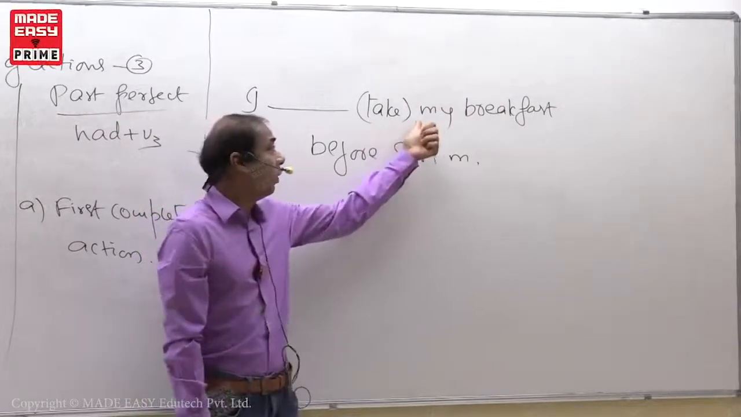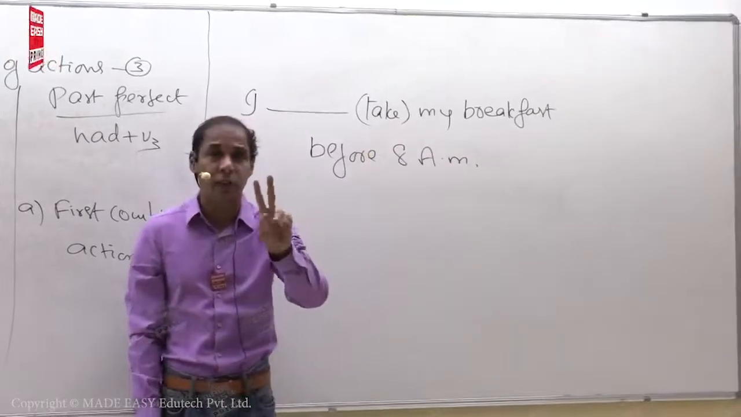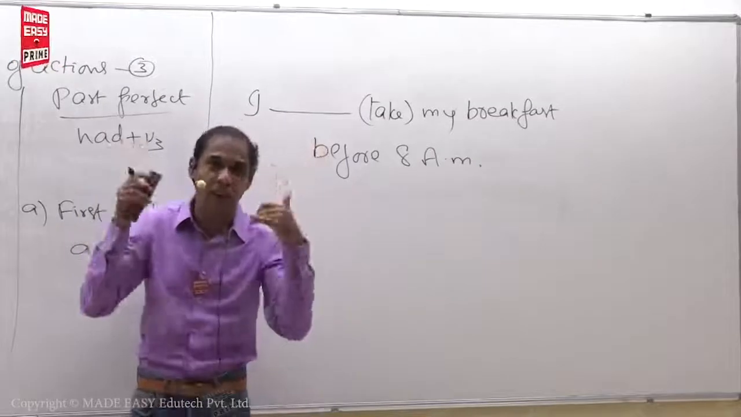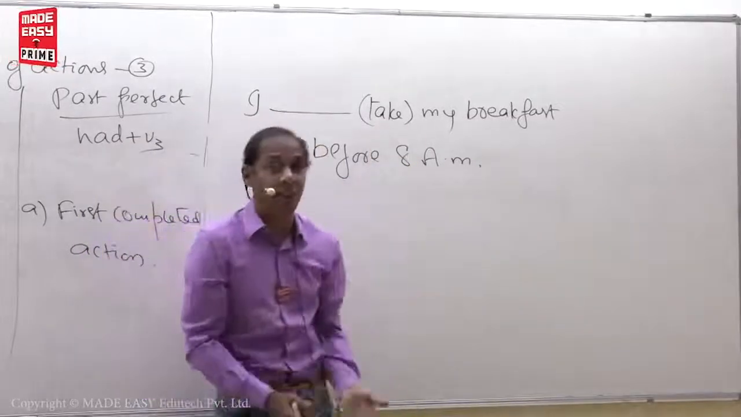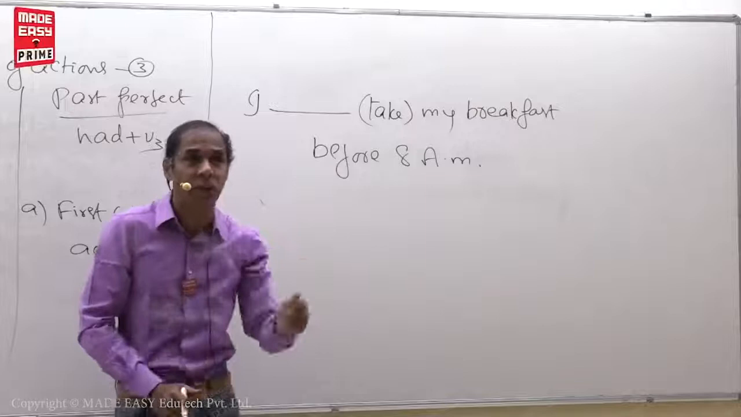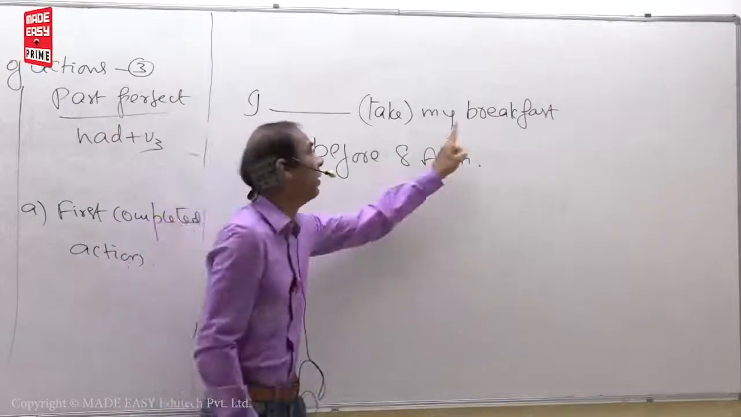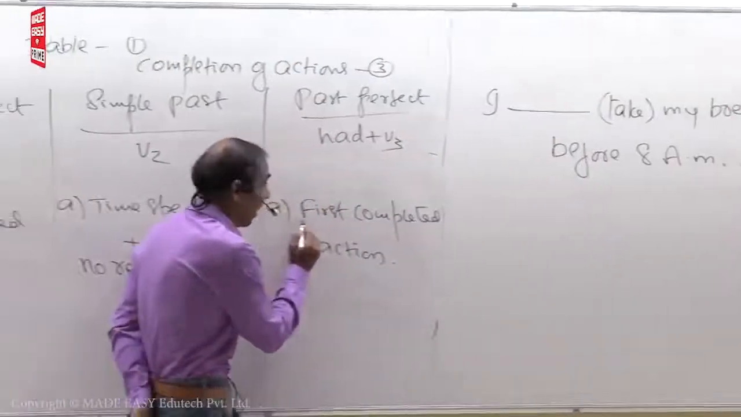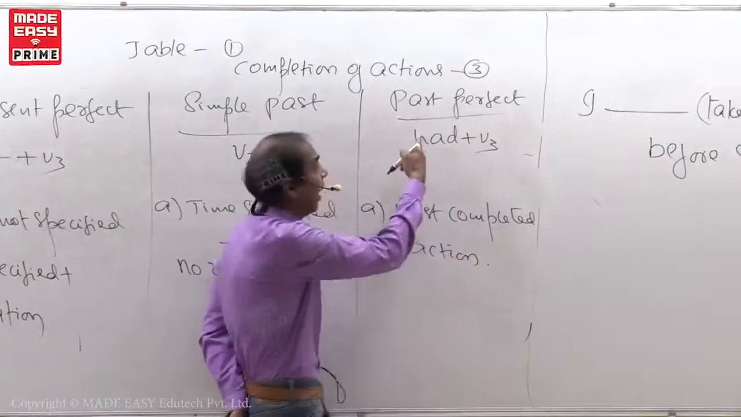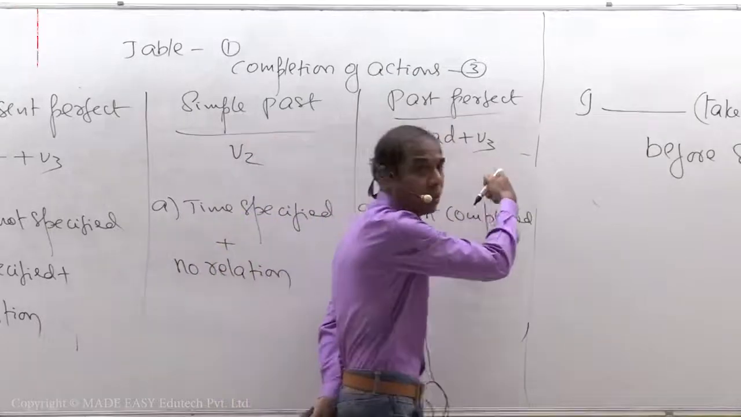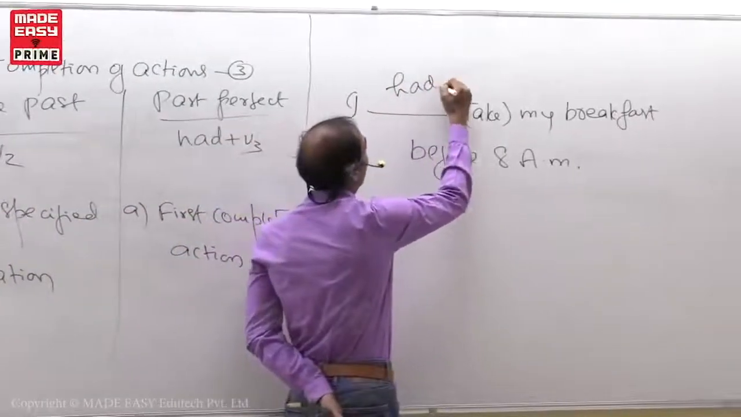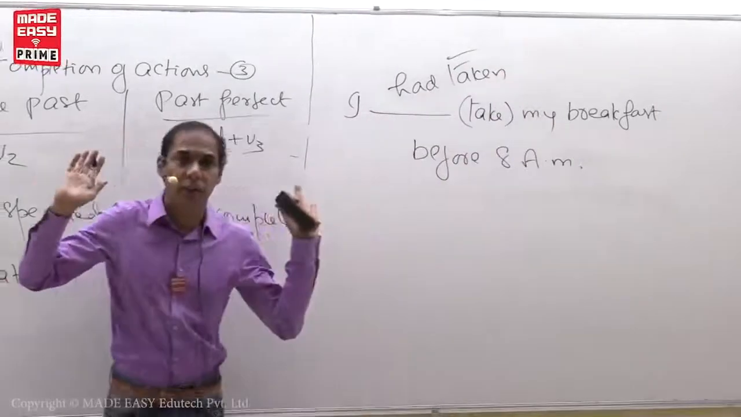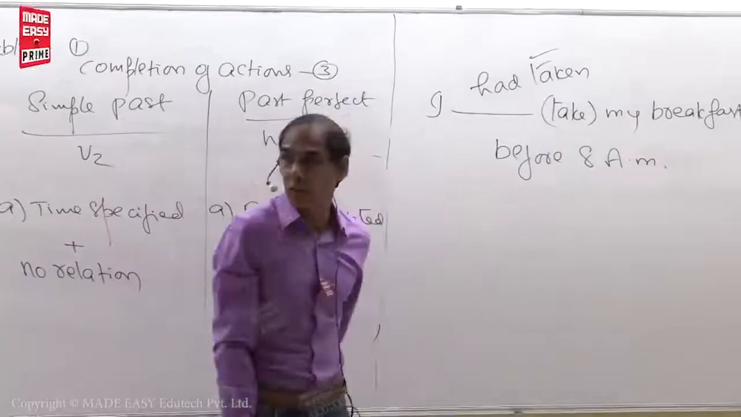See, for example, two actions are completed here. What is the first action? Taking breakfast. Second, coming of 8 o'clock. In these two actions, taking breakfast or coming of 8 o'clock, what happened first? Taking breakfast. If there are two completion of actions, the first completed action is expressed in past perfect tense. What is the formula? Had plus V3. Take, took, taken. That's it. Okay. So, my students, observe.